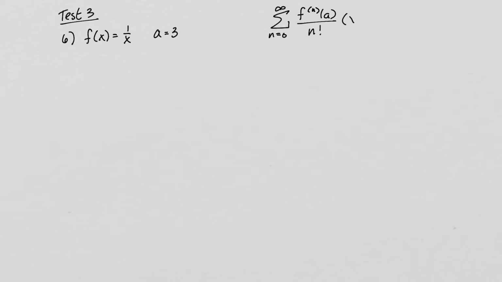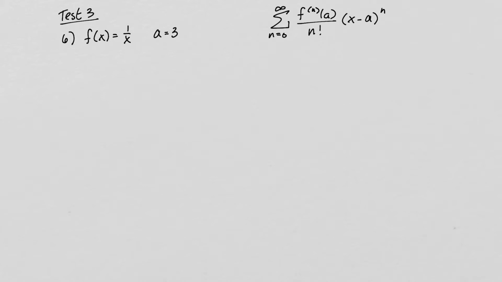Okay. So from test 3, this is number 6. Number 6 asked you for the same type of thing. It said, here's f of x is 1 over x, at x equals 3. I meant to put a equals 3, but all right. So again, we're going to be plugging into the summation n equals 0 to infinity of f sub n of a over n factorial times x minus a to the n.